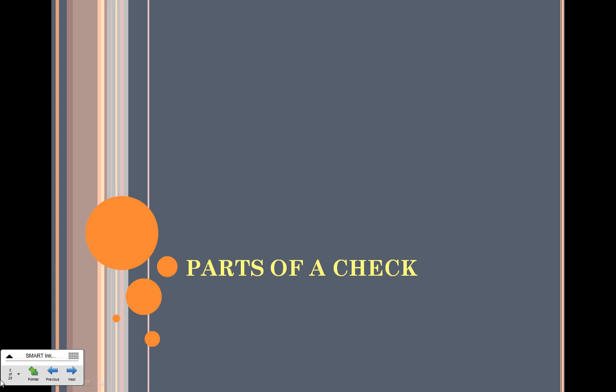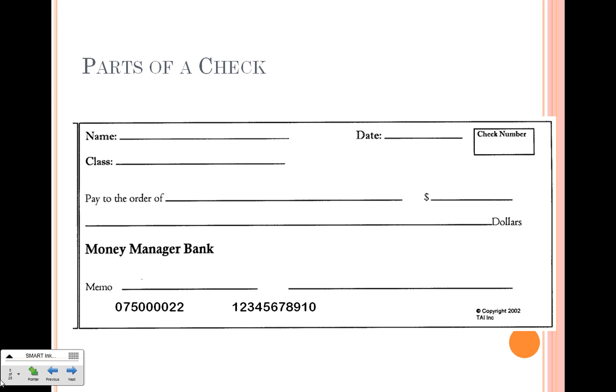Okay, next thing you need to take out is the parts of a check worksheet. We need to talk about some of these parts, and we're going to fill this out together so that we know all the different parts that need to be filled in on our checks. So here's what your check looks like. Most checks have a printed check number on them. Obviously these are our classroom checks, so they don't, but that's no big deal.